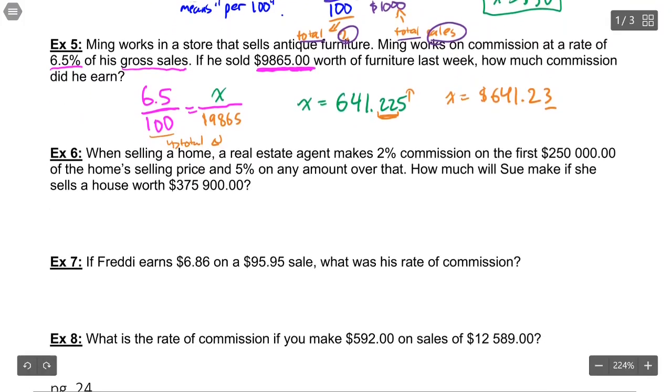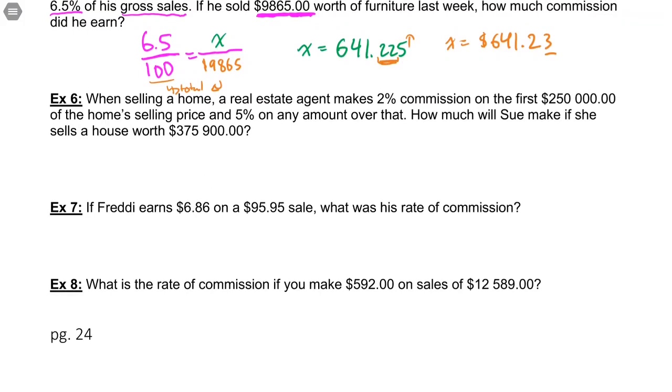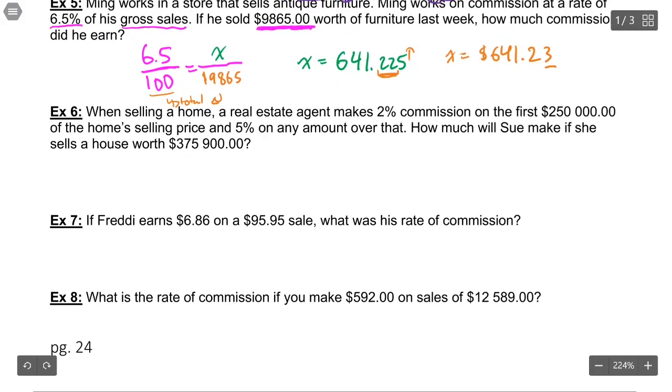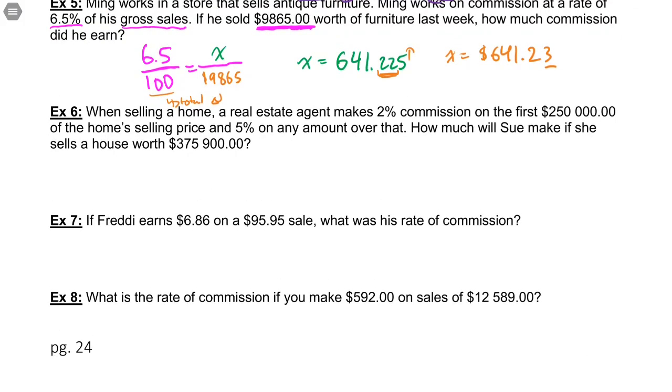Okay, this next one I like. It's a little bit tricky. Often real estate contracts are actually structured like this, by the way. So when selling a home, a real estate agent earns a 2% commission on the first $250,000 of the home's selling price and 5% on any amount over that. How much will Sue make if she sells a house worth $375,900? So let's figure this out.